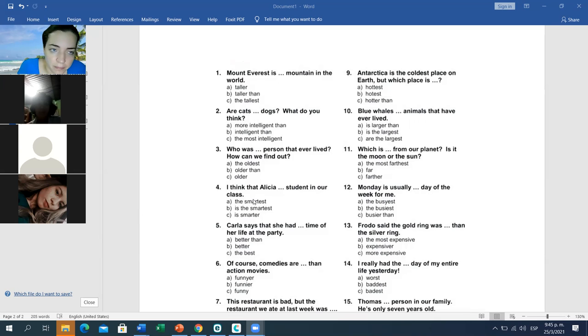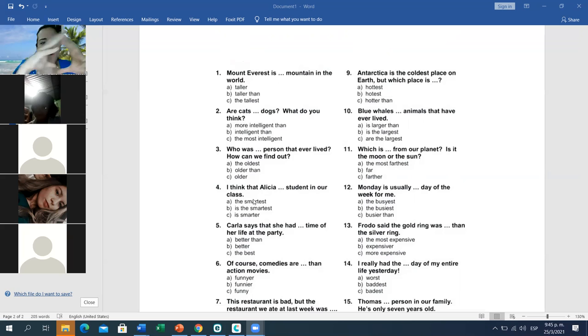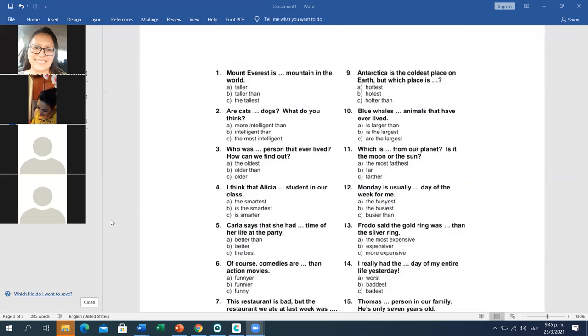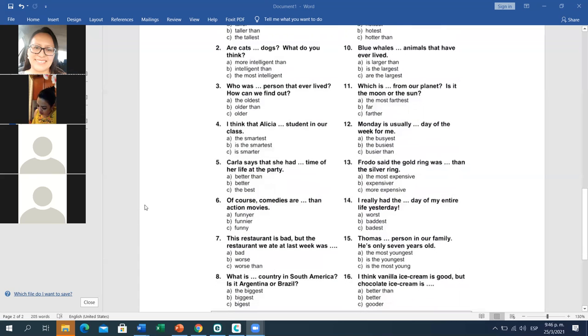Number four. I think that Alicia is the smartest student in our class. Excellent. The smartest because we are not making a comparison between two. It is talking in general in our class. It's just one. Excellent. Very good. Okay. Jacqueline, continue with the next one. Number five.